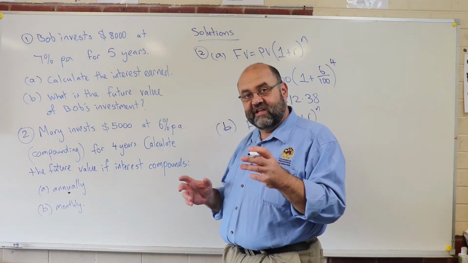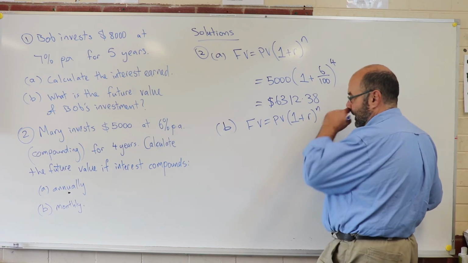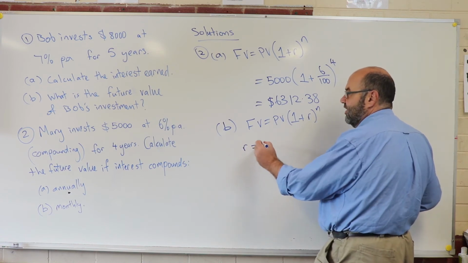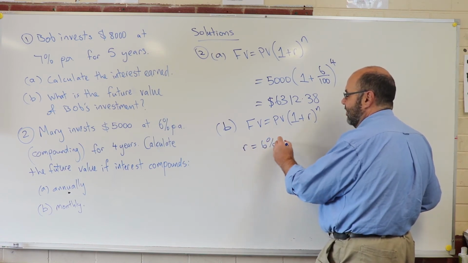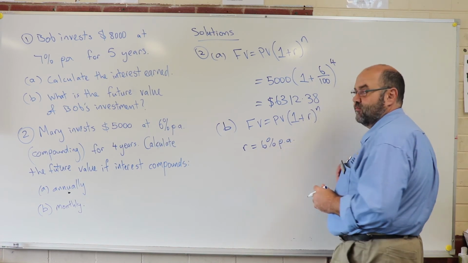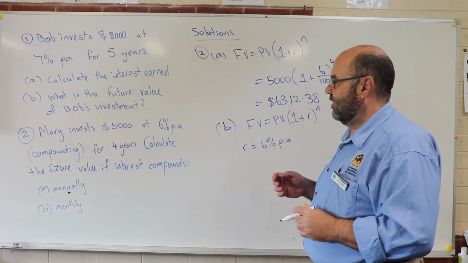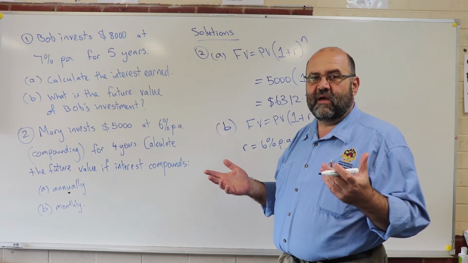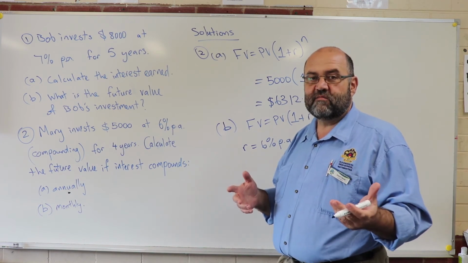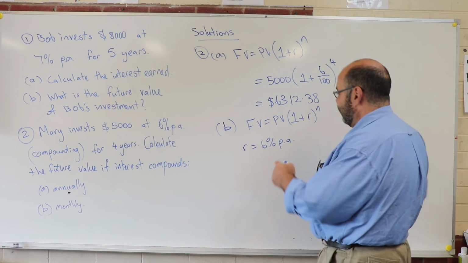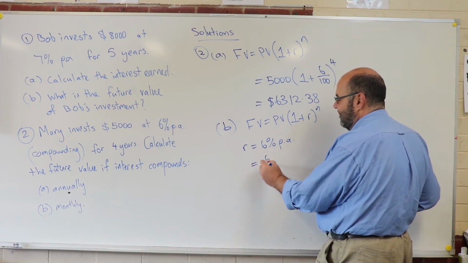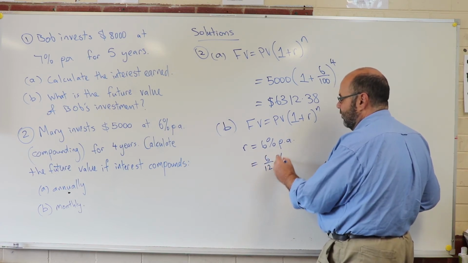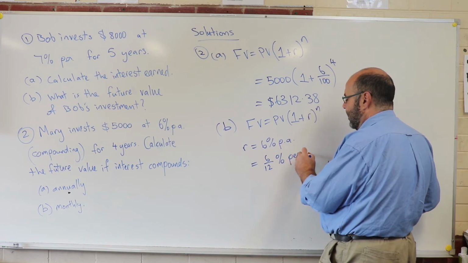Now pay very close attention to how this happens. So my rate is 6% per annum. So ask yourself, how many months are there in a year? Well, there's 12. So 6% per annum is 6 divided by 12% per month.